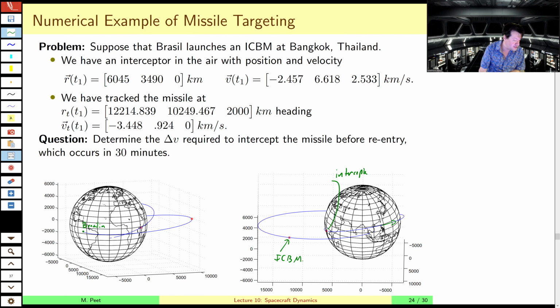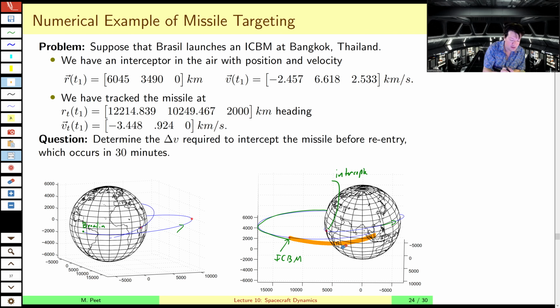Fortunately, the Brazilians, I don't know what they were trying to do, maybe trying to avoid Africa or something like that, launched it in a fairly ineffective orbit. They launched it fairly high up. I don't know why. Maybe they're trying to avoid radar, or avoid our interceptors. In any case, they've launched it into a relatively high orbit, so we have a bit of time left. We have to intercept during this arc.